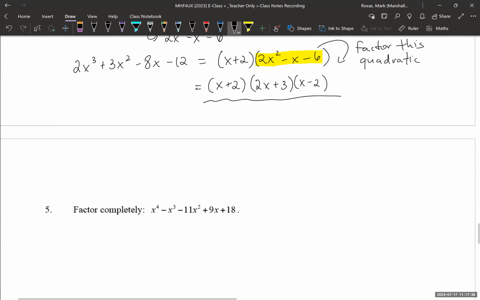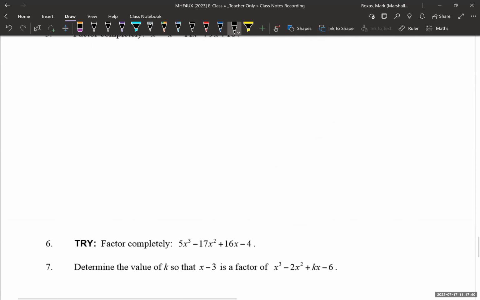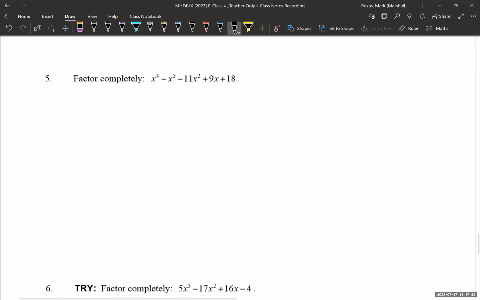Okay, let's look at another example again. Factor completely. Okay, number 5, x to the power 4 minus x cubed minus 11x squared plus 9x plus 18. And we're not told what factors to use. Okay, so we're going to have to use some thinking here.